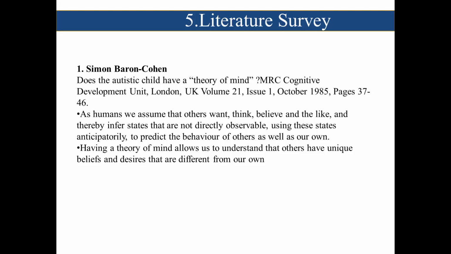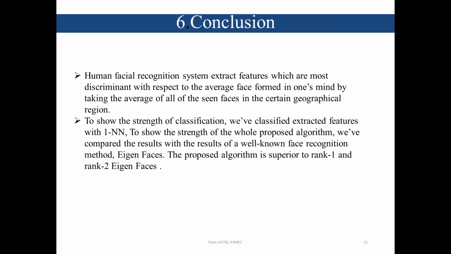Now let us come to the conclusion part. The human facial recognition system extracts features which are discriminant with respect to the average face formed in one's mind by taking the average of all seen faces in a certain geographical region. To show the strength of this classification, first we have taken the extracted features with 1NN. Then to show more strength of the whole proposed algorithm, we have compared the result with the well-known face recognition method called eigenfaces. The proposed algorithm is superior to rank 1 and rank 2 eigenfaces.